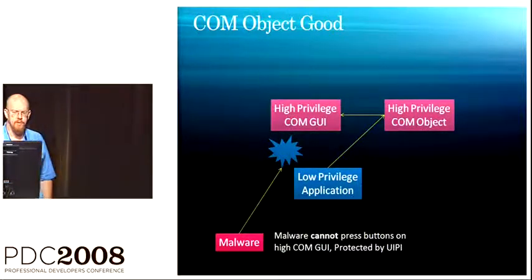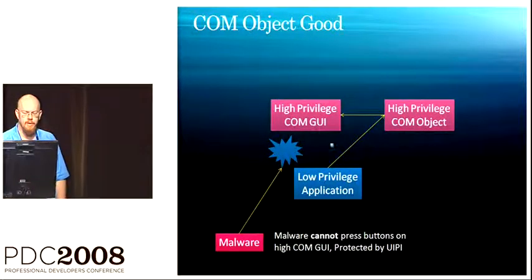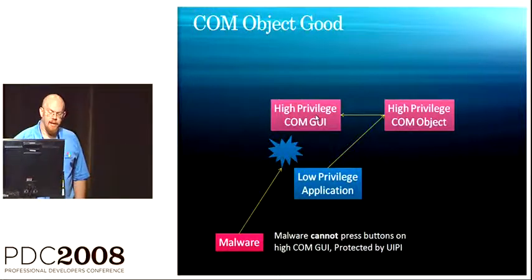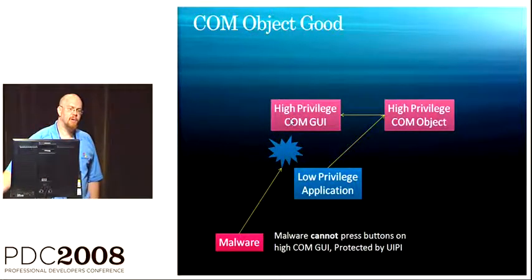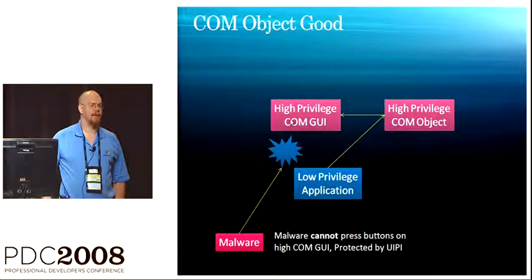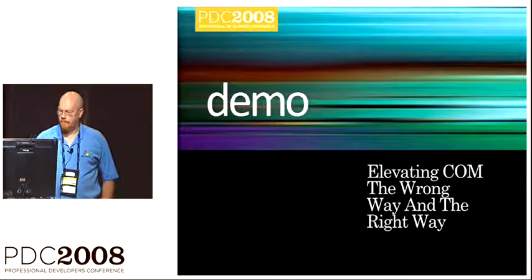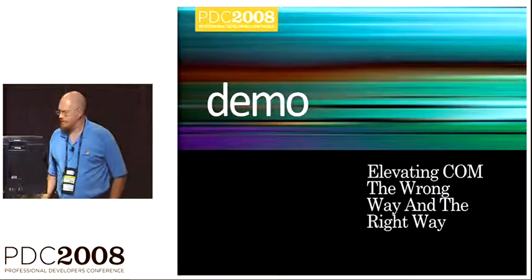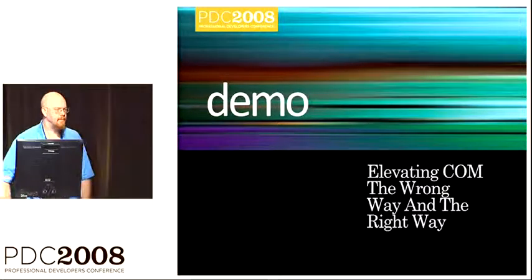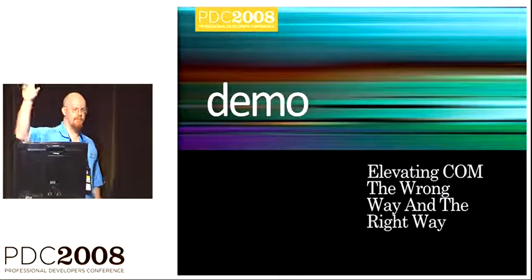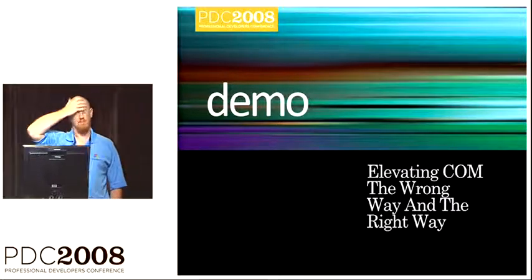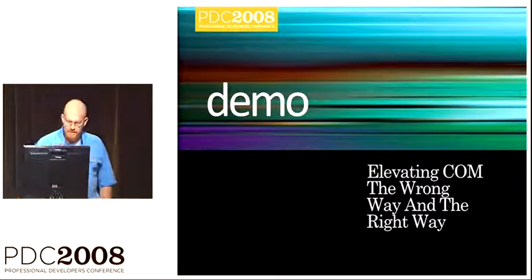And this is the cartoon view of what's going on here. The low app creates the COM object that creates the privileged GUI, and the malware tries to touch the buttons on the privileged GUI, and it just doesn't work. Can't get there. And there was going to be a demo, but it decided to not work right now. Basically it showed that I've got a COM object and malware that tries to click the buttons, and it worked last week, and it won't click the buttons now. Sorry.